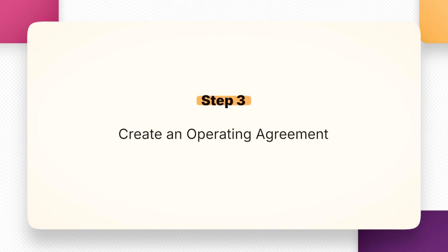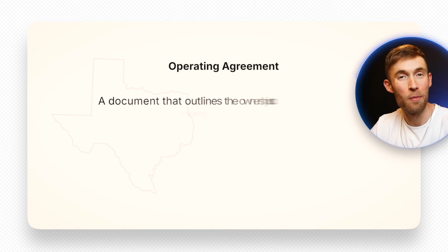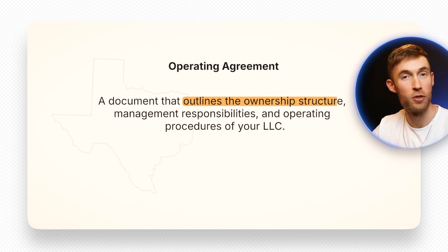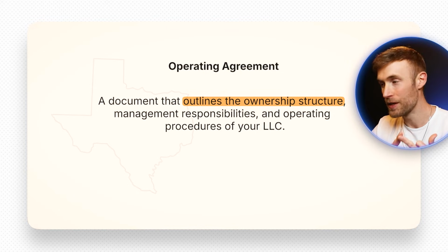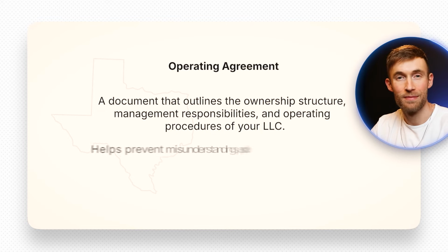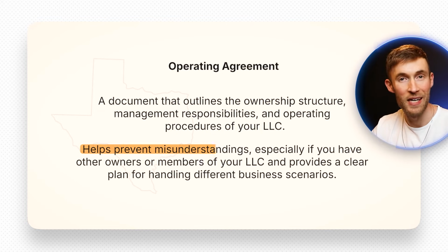Okay, so let's go ahead and move on to step number 3. And in this step, we're going to create an operating agreement for your LLC. Now, this isn't required by Texas state law. However, it's really important that you create one, in my opinion. So the operating agreement is basically a document that outlines the ownership structure, the management responsibilities, and the operating procedures of your LLC. It also helps prevent misunderstandings from different people in your business.